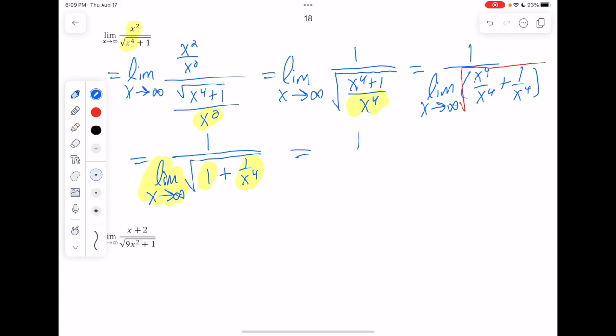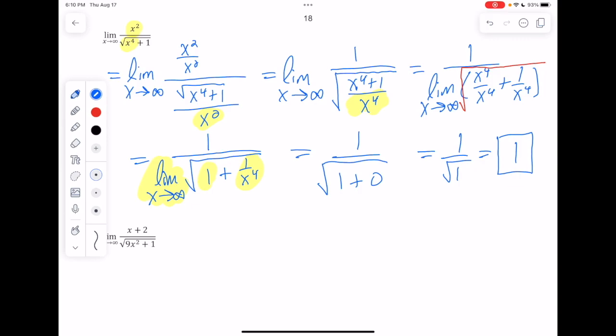So on top we have a 1. If we take the limit as x goes to infinity of 1, that's still a 1. If we take the limit as x goes to infinity of 1 over x to the fourth, because the top is a constant and the bottom is growing big, the overall thing goes to 0. We get 1 over the square root of 1, which is 1 over 1, which is just 1.